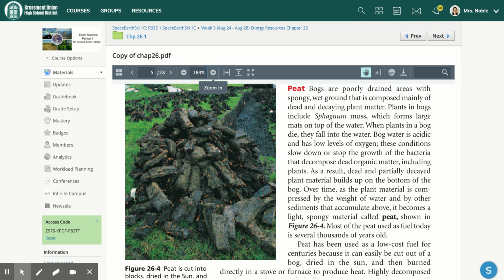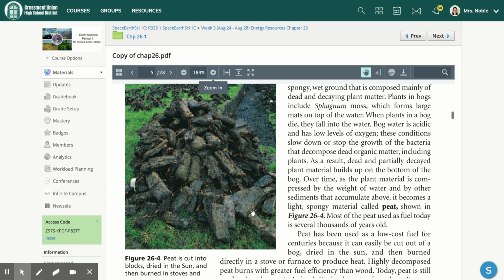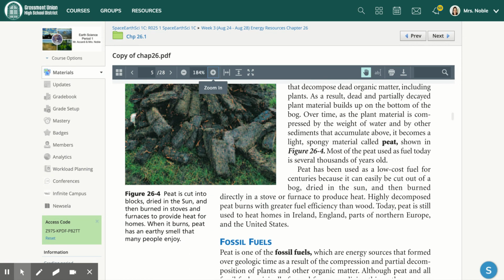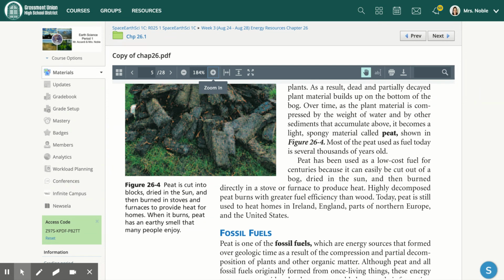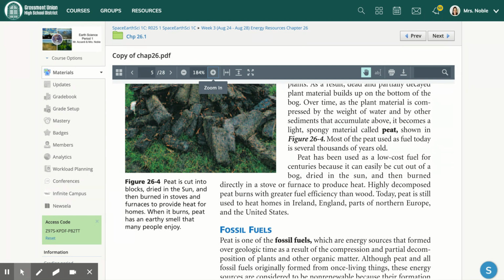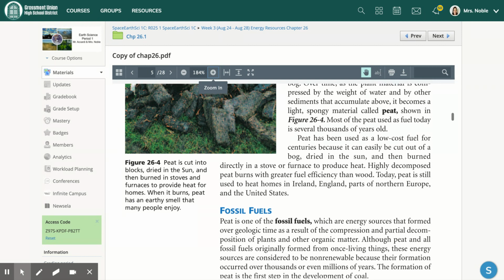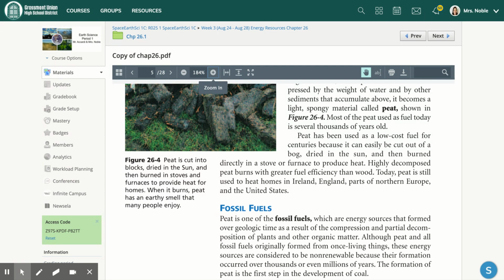These conditions slow down or stop the growth of the bacteria that decompose dead organic matter, including plants. As a result, dead and partially decayed plant material builds up on the bottom of the bog. Over time, as the plant material is compressed by the weight of water and by other sediments that accumulate above it, it becomes a light, spongy material called peat, shown in Figure 26.4. Most of the peat used as fuel today is several thousands of years old.